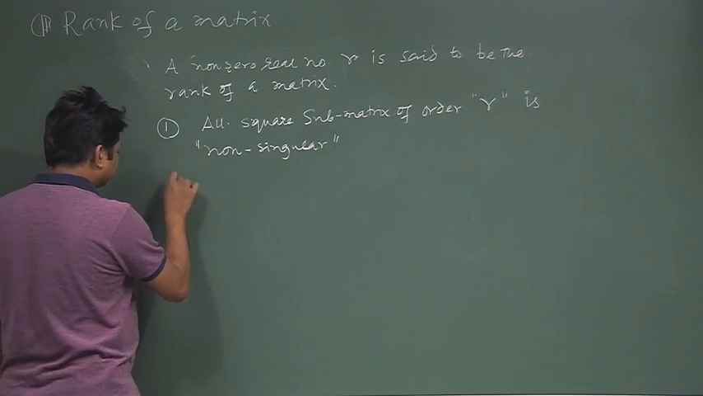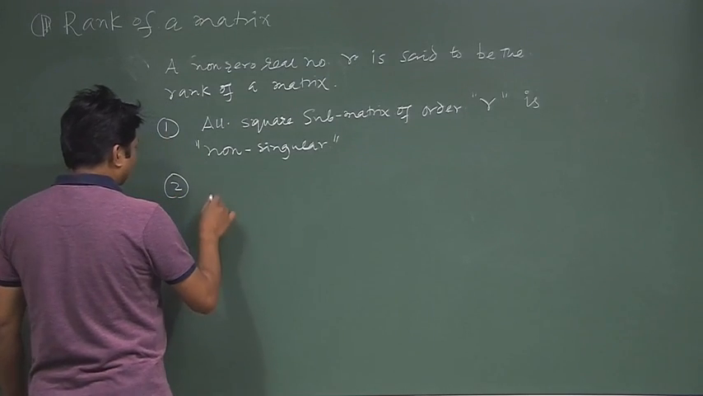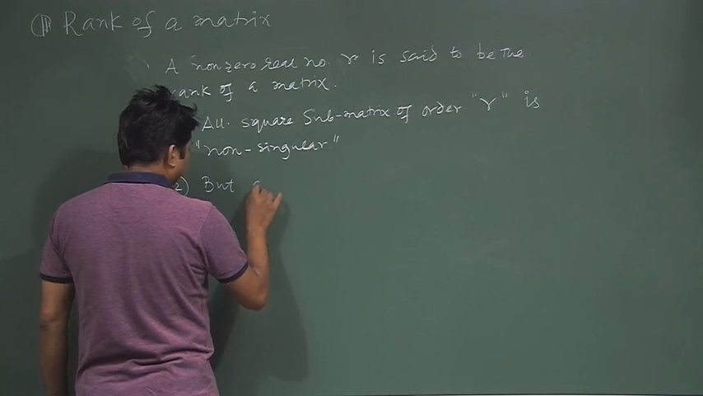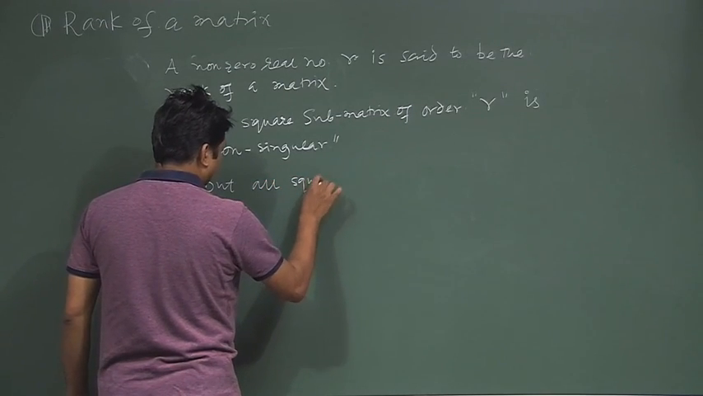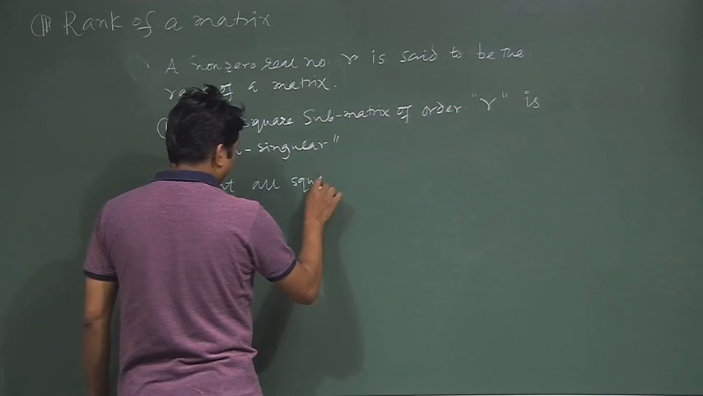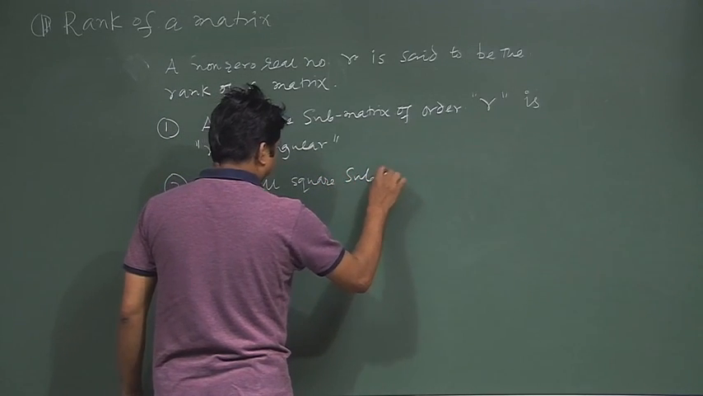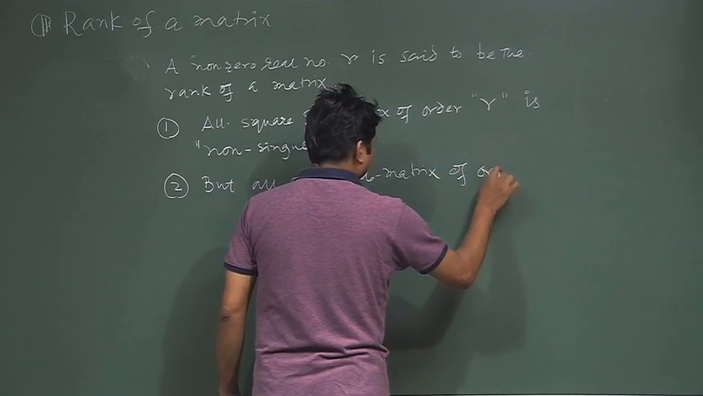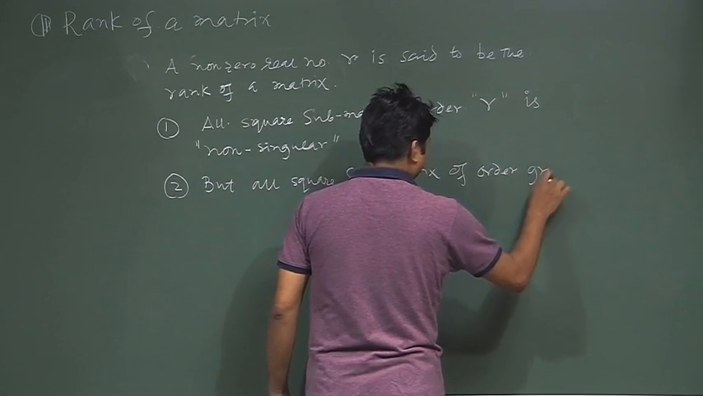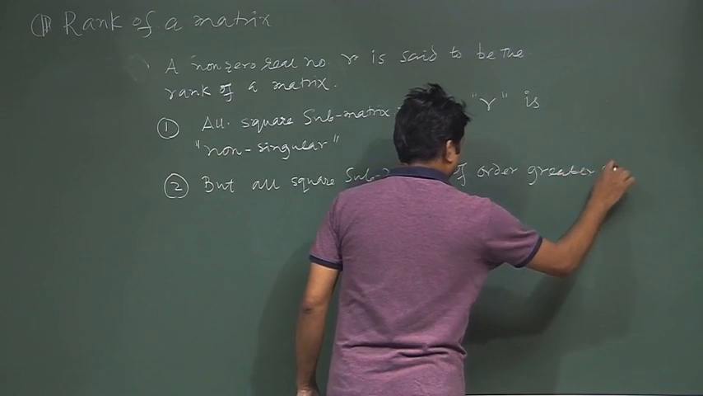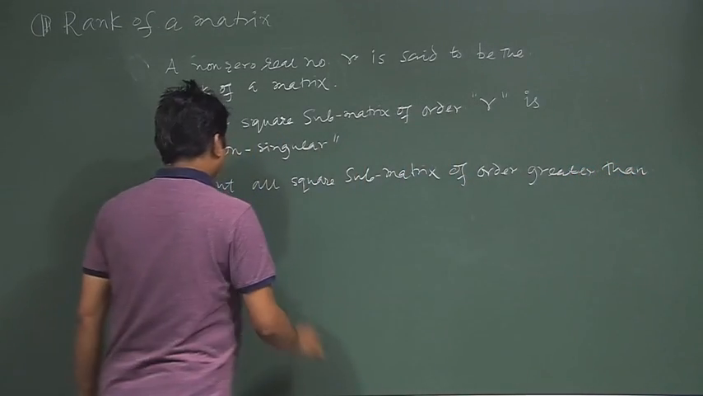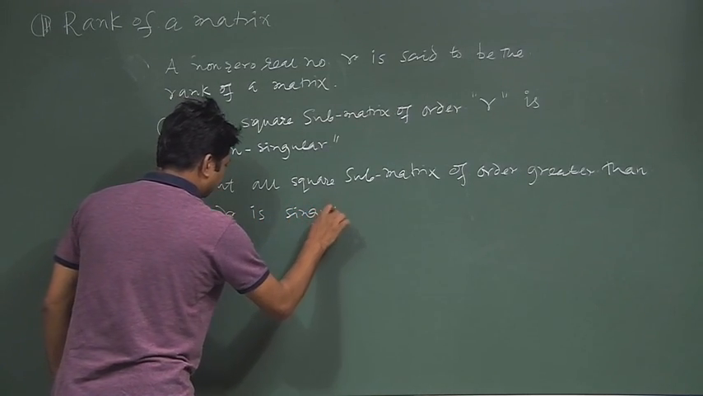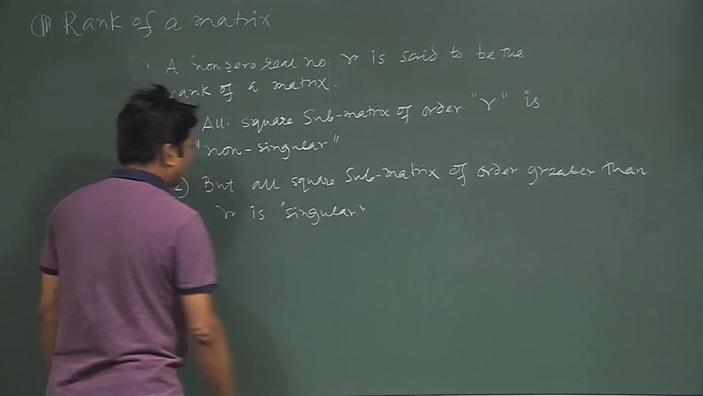And secondly, all square submatrices of order greater than R are singular. What is the meaning of that?